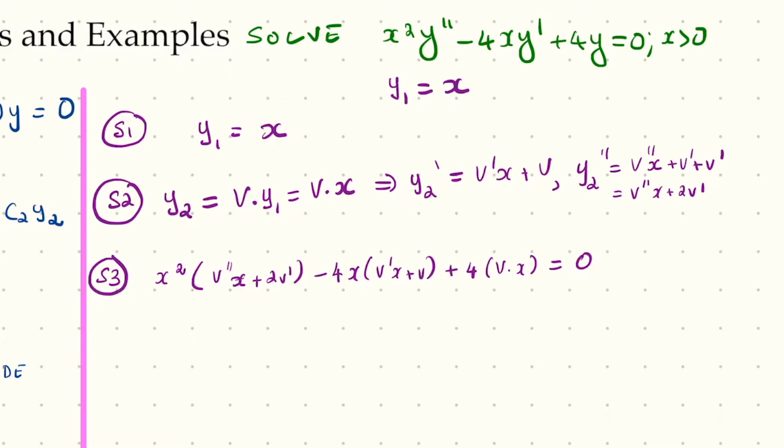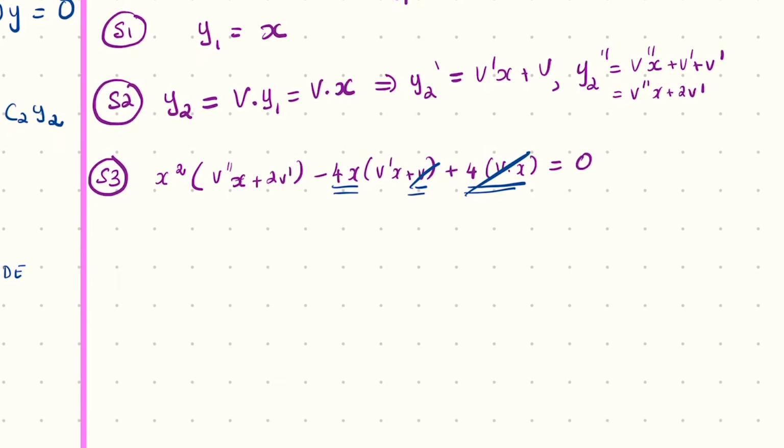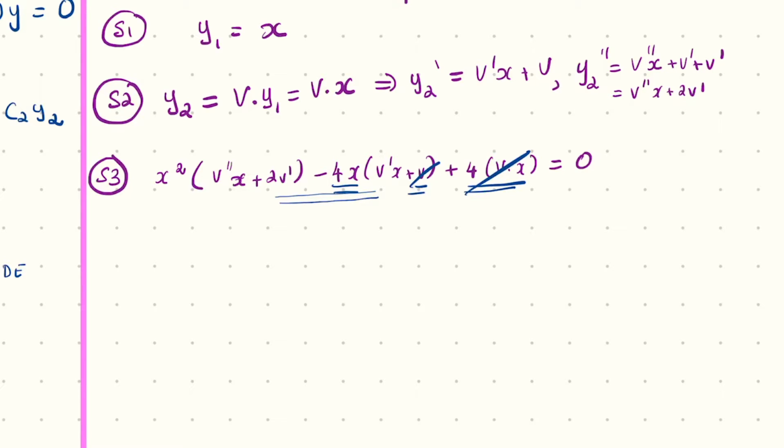Now I'm going to simplify this. The minus 4xv and the plus 4xv are going to cancel. Is there anything else I can cancel? I don't think so. Maybe I can simplify the v primes, but I don't think there is anything I can cancel. So let's simplify what I have.